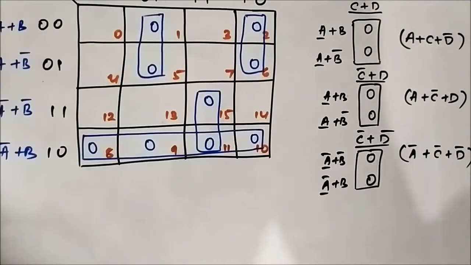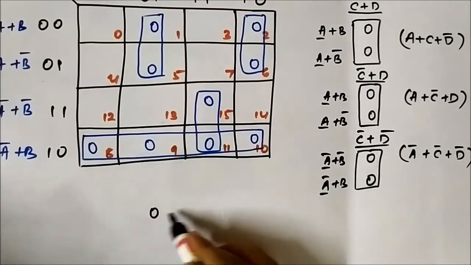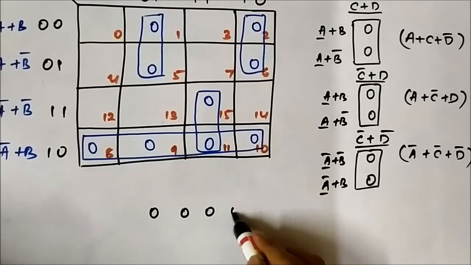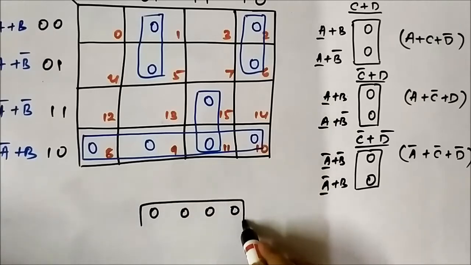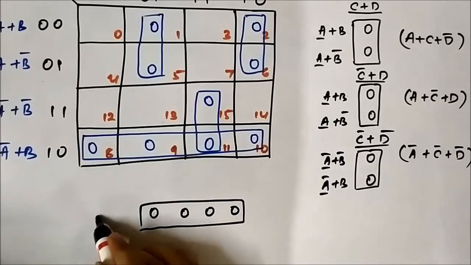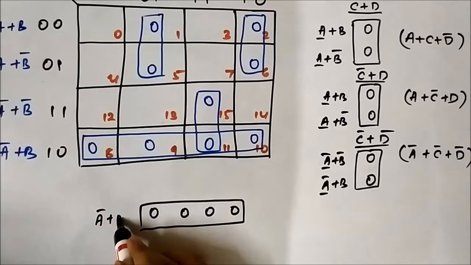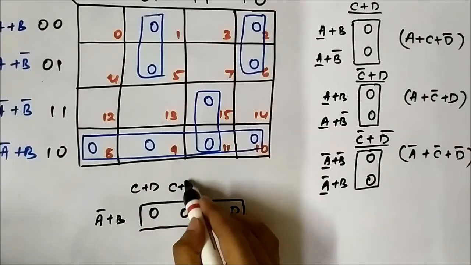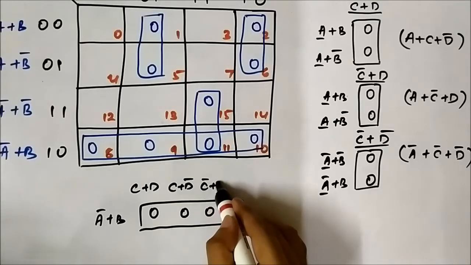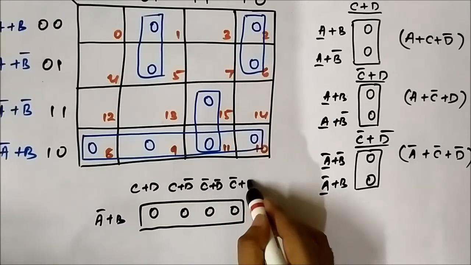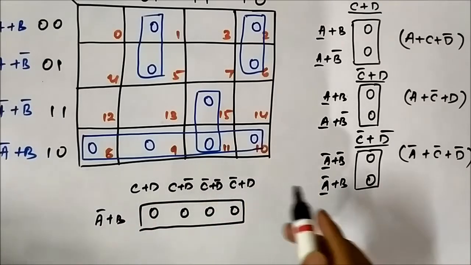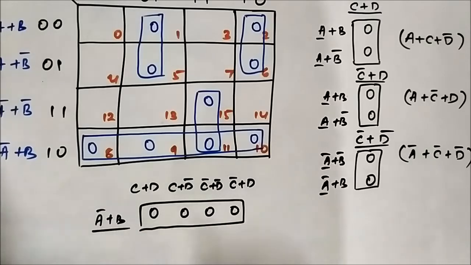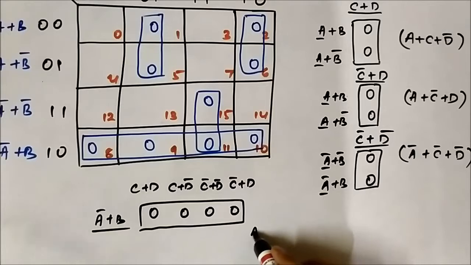And then in this quad, the horizontal component is A bar or B, and the vertical we have C or D, C or D bar, C bar or D bar, C bar or D. So you can see in the vertical side there is nothing common, the only common set of variables are A bar or B. So it is A bar or B here.